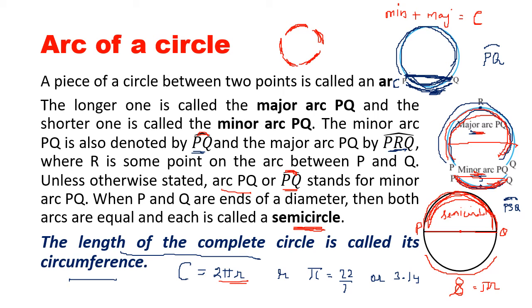Because here you can see PQ is a straight line, but the part of the bangle is not a straight line, it is a curve. So a curve is called an arc. You remember the spelling is ARC.